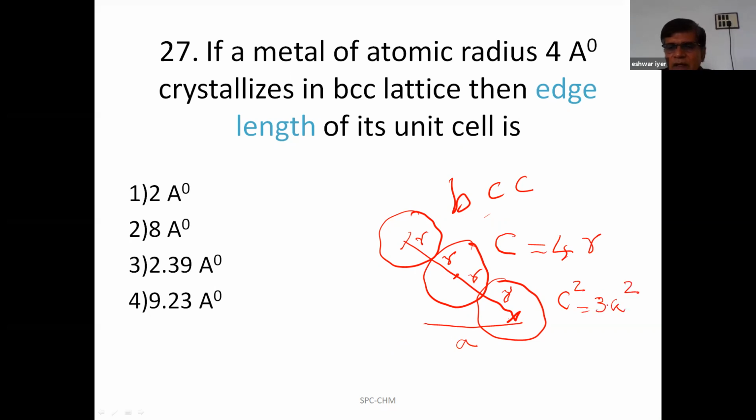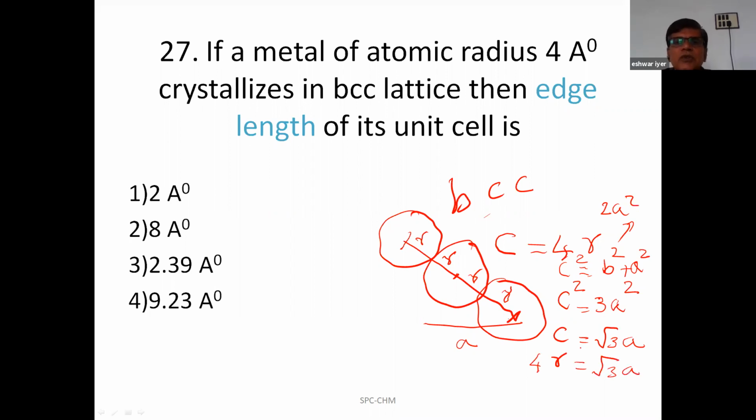How does it come? 2 right angle triangles. Take one B square and then take the other. So C square equals B square plus A square. So B square we already found, it is 2A square. So that comes to 3A square. So C comes to root 3A. And you substitute 4R for C. So 4R is root 3A.